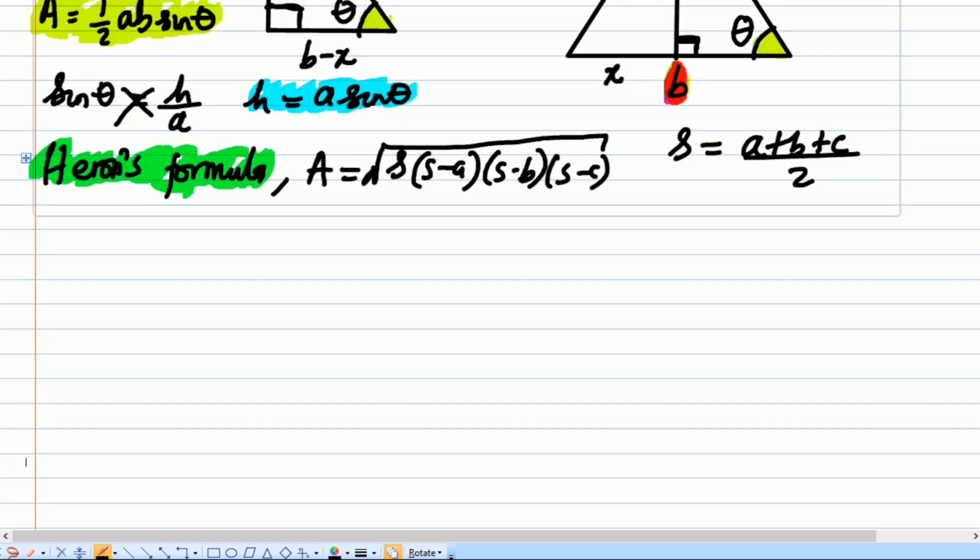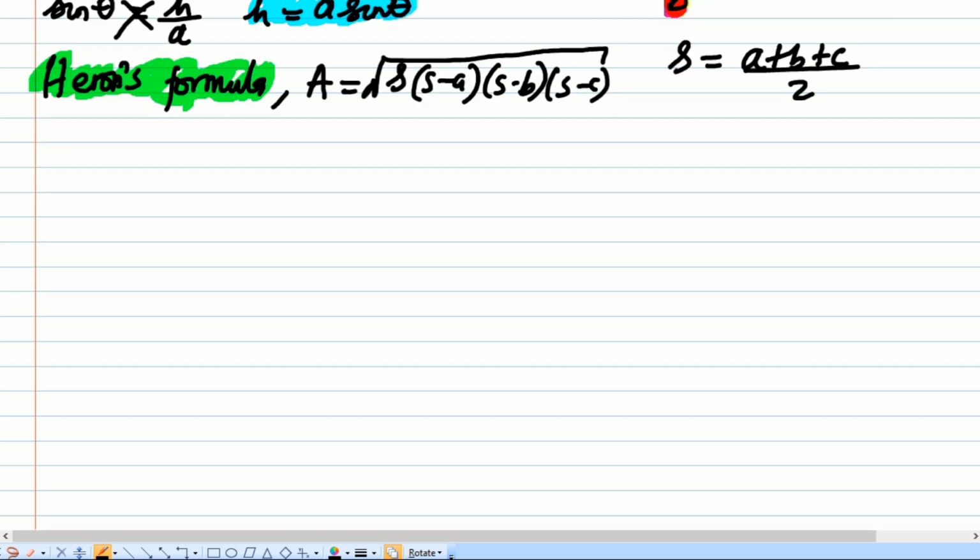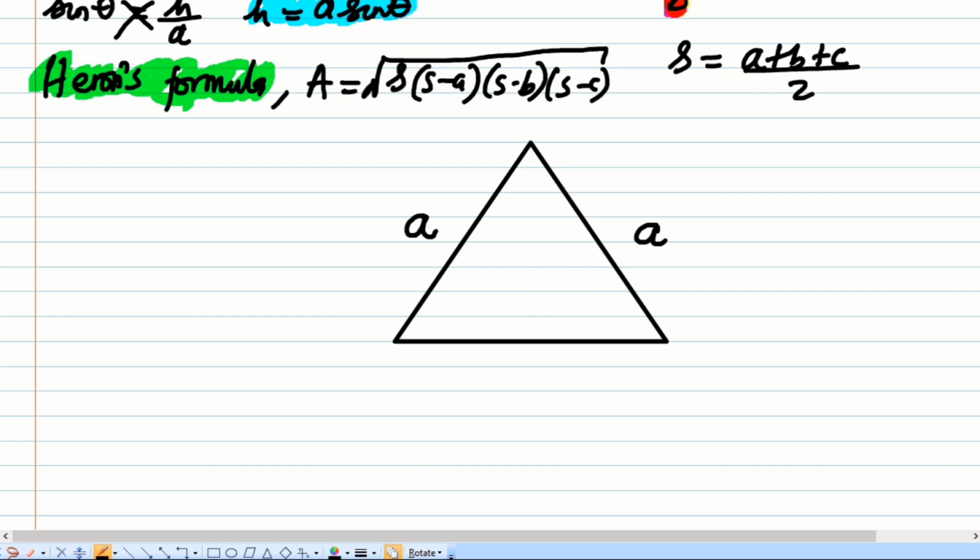Let's say we have a special triangle, an equilateral triangle, for instance. Remember, an equilateral triangle is one where all the sides are equal. So if this is A, this will also be A, this will also be A, and all the angles are equal to 60 degrees. So this is what an equilateral triangle is. So what will be the area?